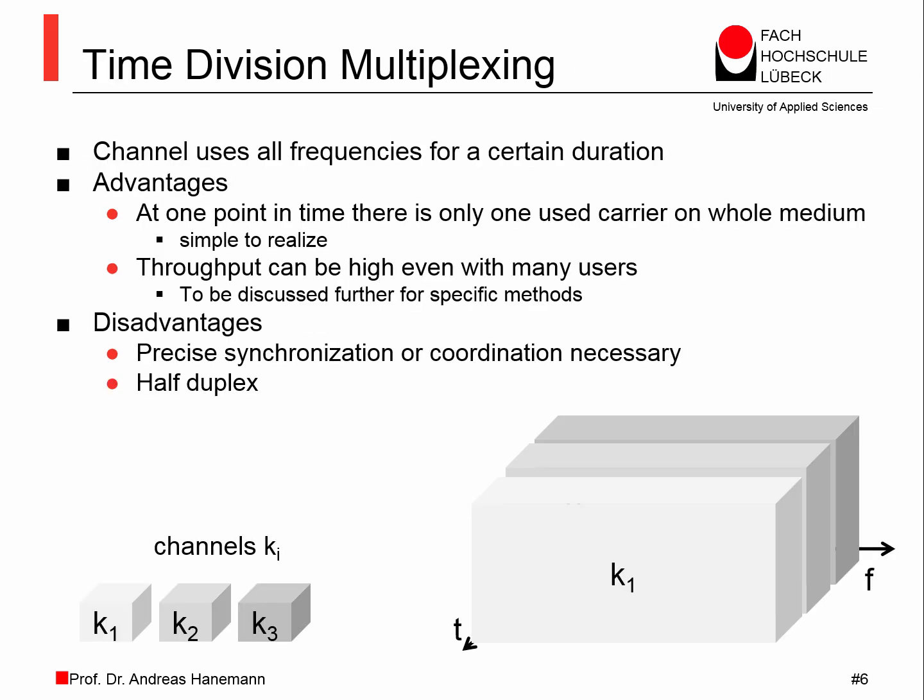The last general way of multiplexing is time division multiplexing. Its idea is that stations send at different times so that only one station uses the medium at one moment in time. Some kind of coordination or synchronization is needed so that each station knows when it can use the medium. There are several options on how time division multiplexing can be implemented, which is discussed in a specific video about this topic.